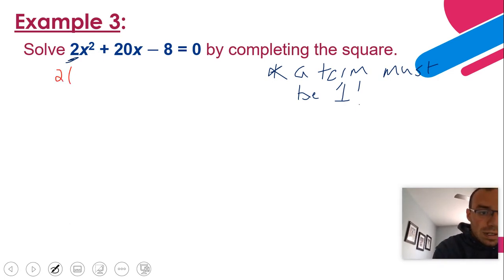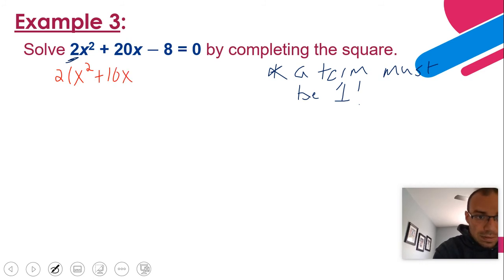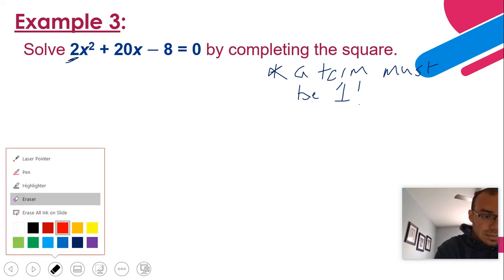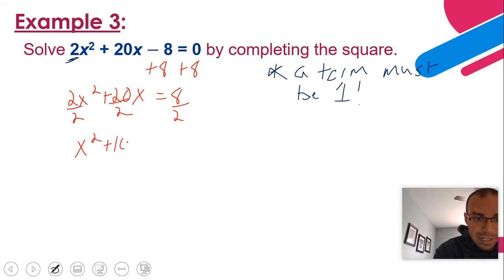So if I factor that 2 out, I'm going to get x squared plus 10x. Actually, before I do that, I'm going to get that constant term over there. Then I'm going to take a 2 out of everything. So 2x squared plus 20x equals positive 8. Now I'm going to take that 2 out of all of these guys, and I'm going to get x squared plus 10x equals 4.